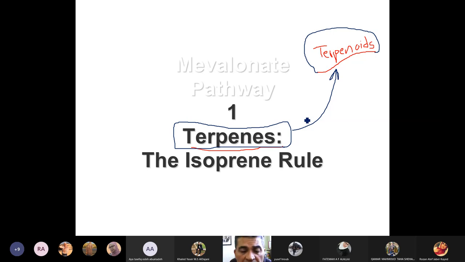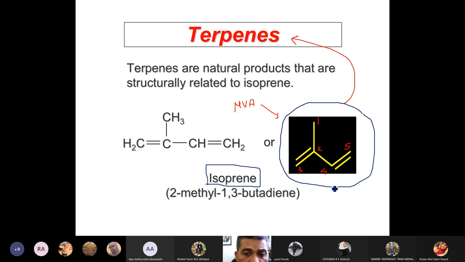Let us see the building block for the biosynthesis of the terpenes in general. This building block is called the isoprene unit. Again, the isoprene unit comes from the mevalonic acid. Don't forget that the mevalonic acid is 6 carbons. Decarboxylation by the decarboxylase enzyme, losing 1 carbon, will give us the isoprene unit. This is the isoprene unit: 1, 2, 3, 4, 5. This is the main building block which is utilized by the plant for the biosynthesis of all types of terpenes. That's all. End of the story.